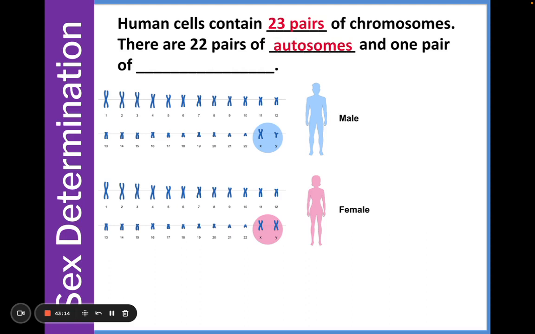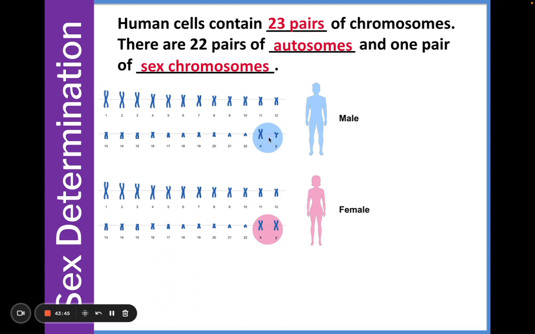So you have 23 pairs of chromosomes, and we talked about that. Let's look at our 23. Okay, we have 23 chromosome pairs here. Notice we have an X and a Y here. So we have 22 pairs of autosomes and one pair of sex chromosomes. Our autosomes are what you would call your normal chromosomes that have all your genes that code for everything except for your gender or sex.